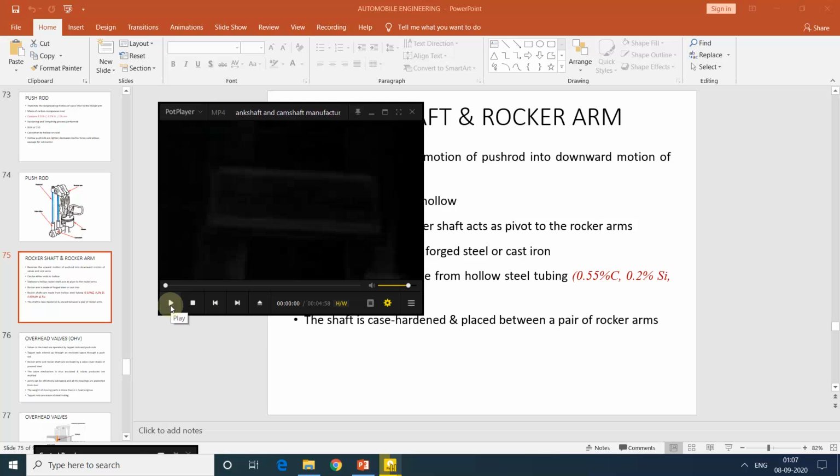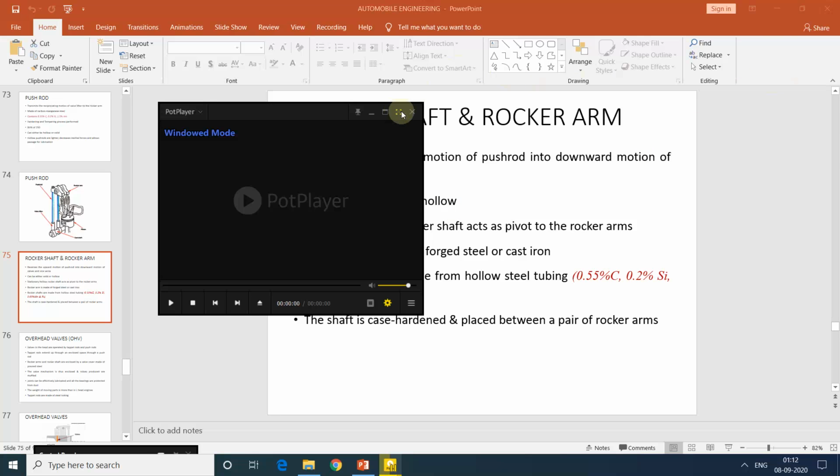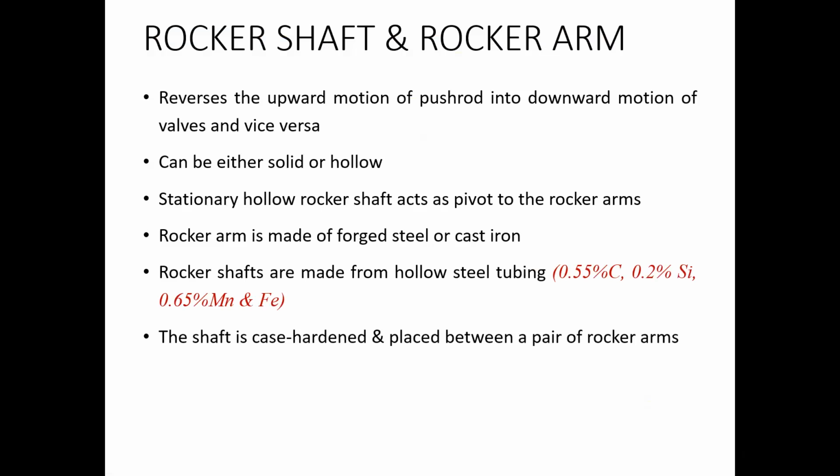You can now see how the crankshaft and camshafts are manufactured. So you have seen how the crankshaft and camshafts are manufactured. In our next lecture, we will see how the valves are operated. There are different valve actuating mechanisms, different valve arrangements that we will see in the next lecture.